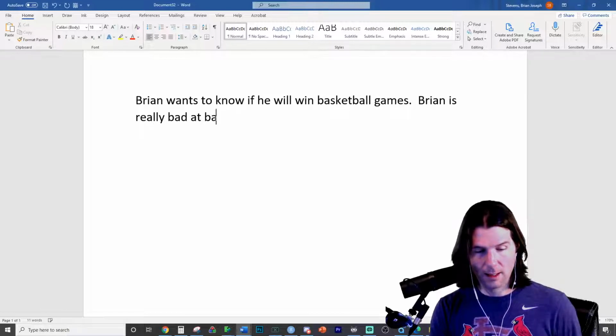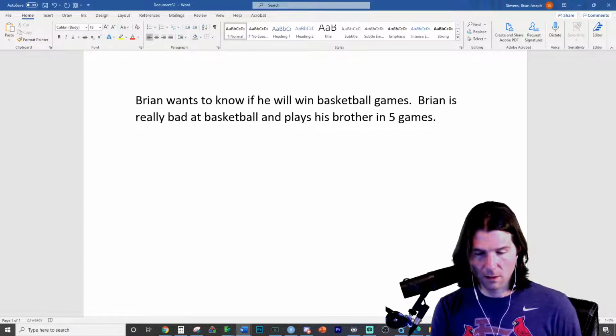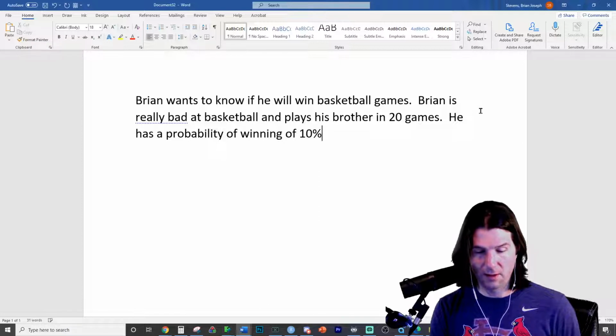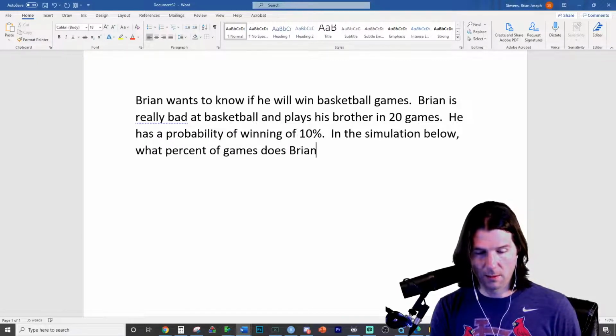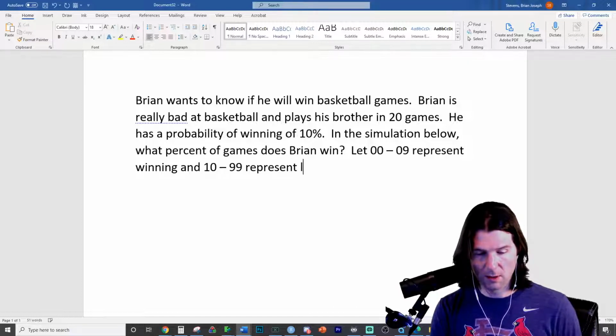Brian is really bad at basketball and plays his brother in 5 games. Let's say 20 games. He has a probability of winning of 10%. In the simulation below, what percent of games does Brian win? Let 00 through 09 represent winning, and 10 through 99 represent losing.